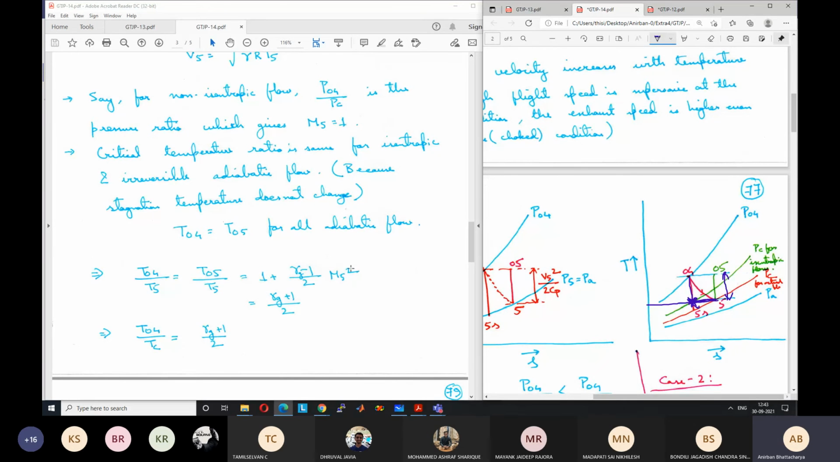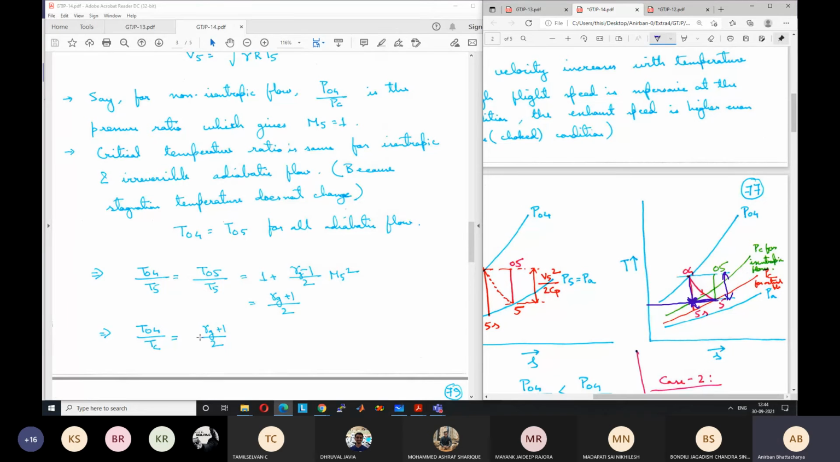So at the exit, the Mach number is equal to the sonic Mach number, which is 1. Right, M5 is 1 at choked condition. So in that case, this becomes equal to 1 plus gamma minus 1 by 2, which is equal to gamma plus 1 by 2. So T05 by T5 is equal to gamma plus 1 by 2, or T05 by critical temperature. T05 is equal to T04, so T04 by critical temperature. T04 is the inlet temperature. So inlet temperature by critical temperature is related by this very simple relation, gamma plus 1 by 2.